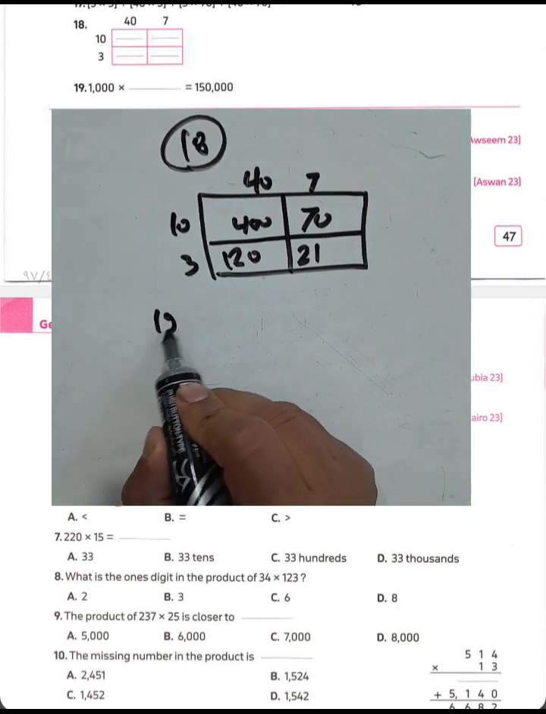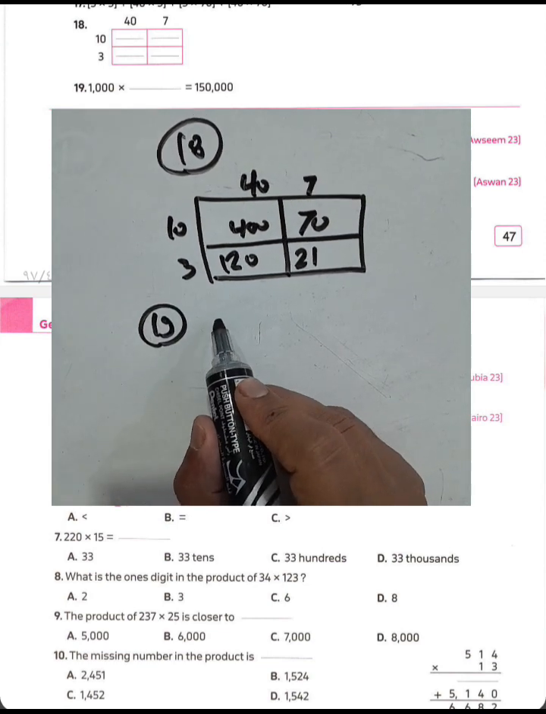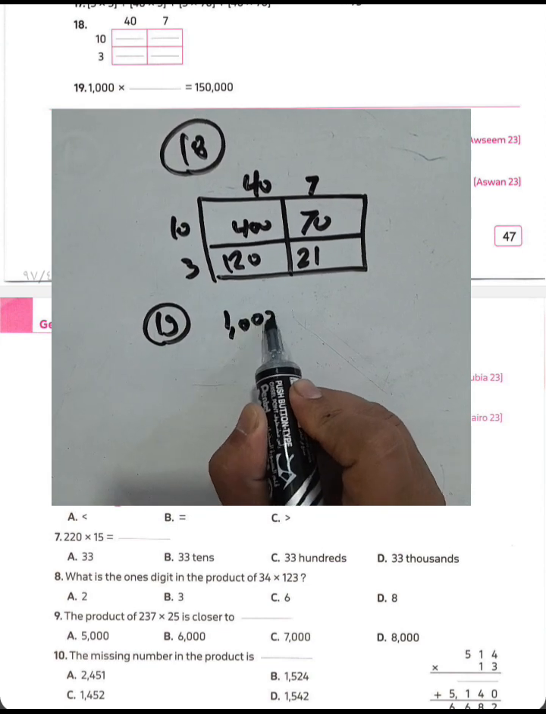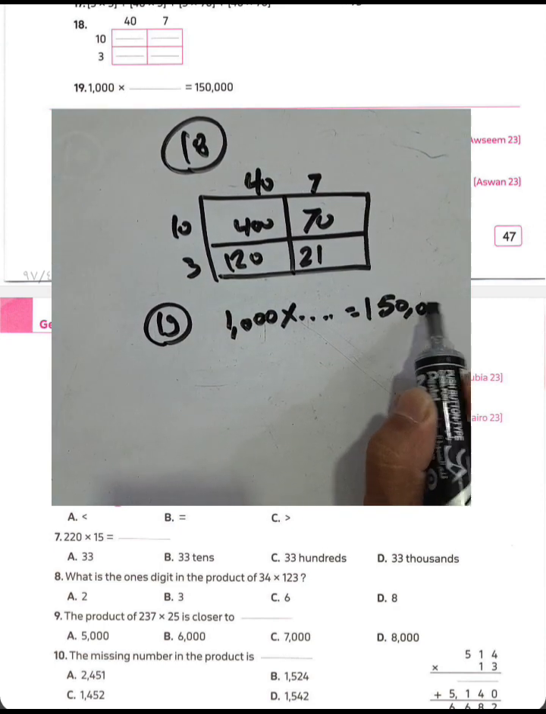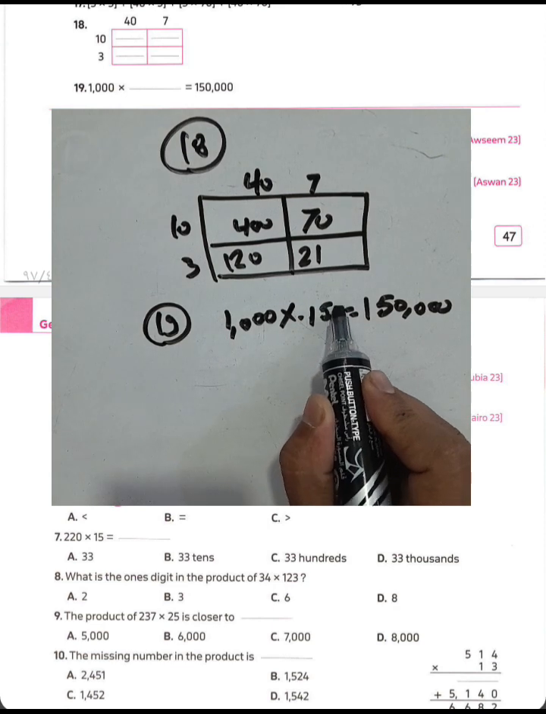Next question, 1,000 times what equals 150,000? Who can tell me? We can cancel 3 zeros from this number. The result will be 150.